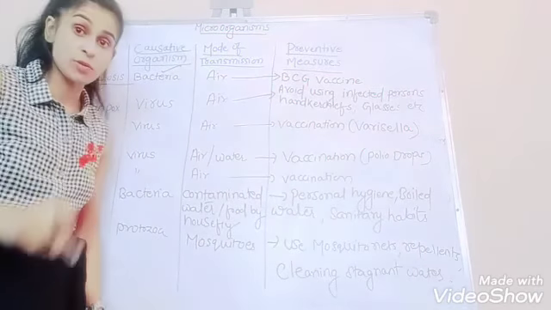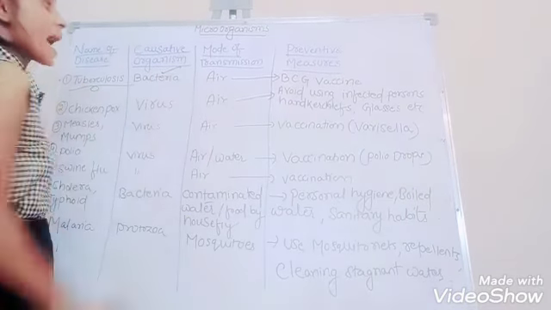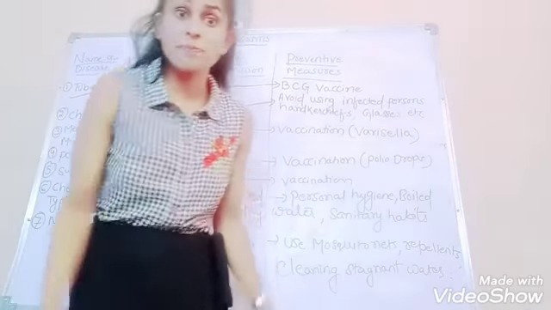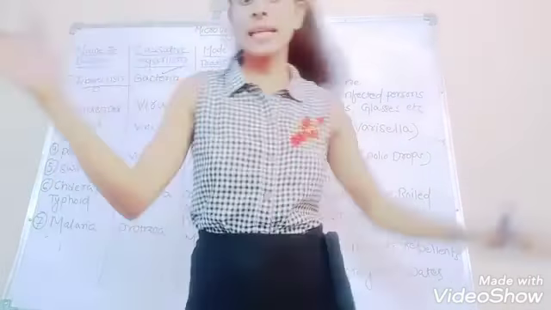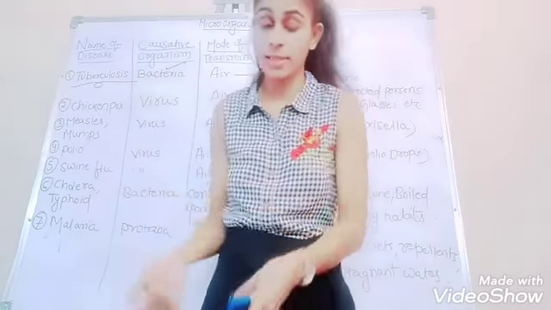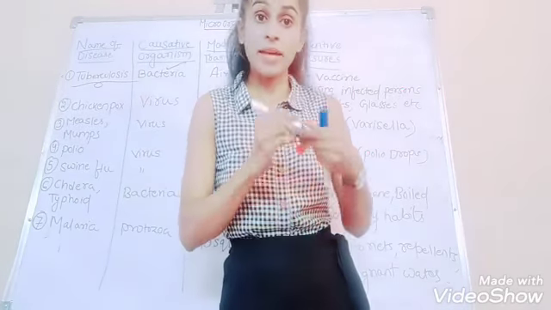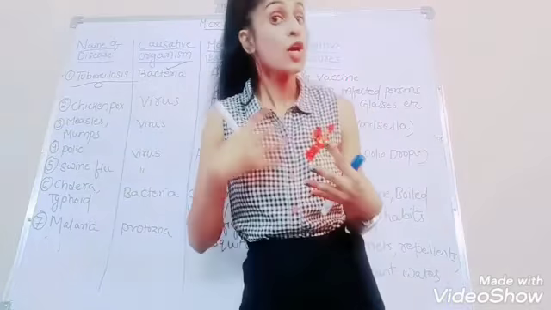Which is the causative organism of tuberculosis? Of course, bacteria. And how do we get it? By air. Suppose I give you one example. A person X is there, and that person is suffering from tuberculosis. In the meanwhile, another person Y is there. Both X and Y are close friends.